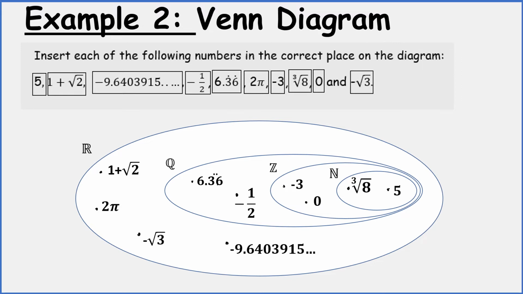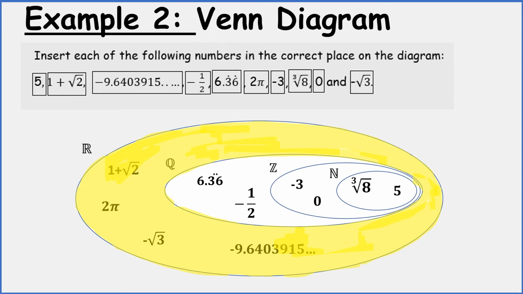Cubed root of 8, that was the tricky one. It is 2, so it sits in our natural numbers. 0 is an integer, so it sits in Z. And I think I missed my minus 3 at some point. That's an integer as well. And minus square root of 3 sits out in our real bubble, but not in our rational bubble. So then this section here that's highlighted in yellow, this section is where we place the irrational numbers.